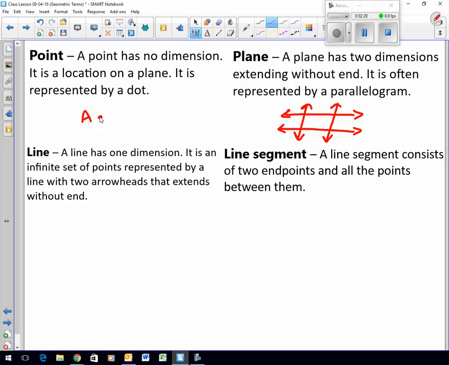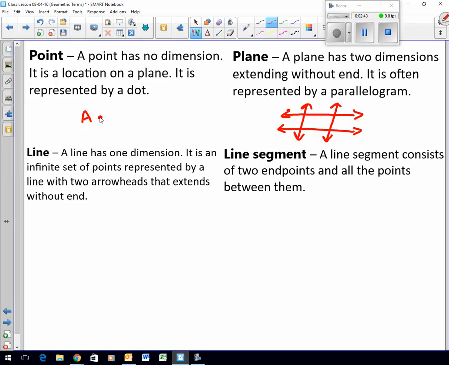Probably one of the most important things we'll talk about is called a line. A line has one dimension. So we go from point to line, right? No dimensions, one dimension. A line has one dimension. It's an infinite set of points represented by a line with two arrowheads that extend without end.